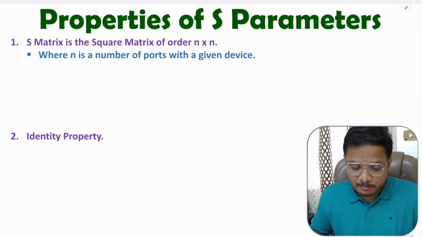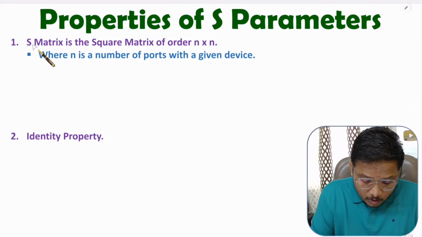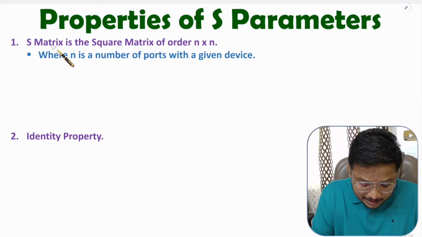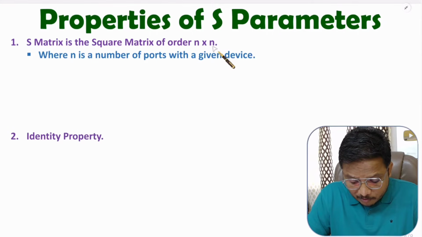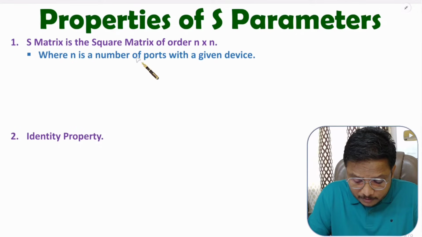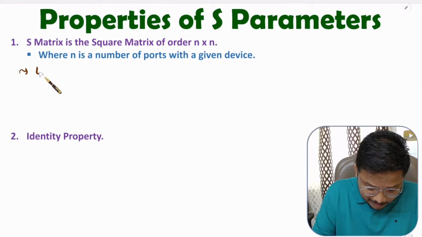If you observe, the first property is based on the order of the matrix. Remember this. See this S matrix, that is always a square matrix having order of n cross n, where n is the number of ports of the given device. Let me take one example. Let us consider we have a 3-port device.